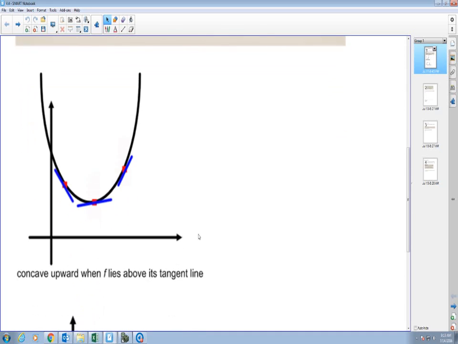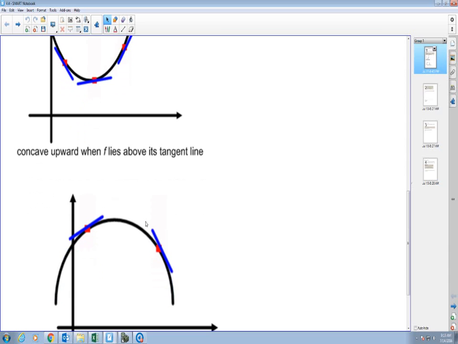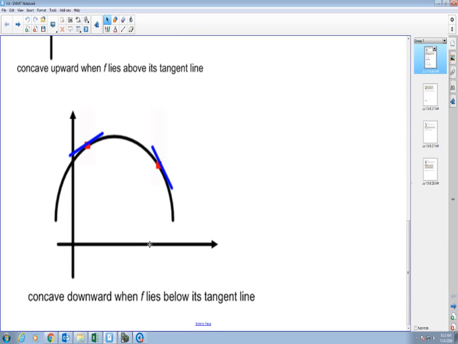Concave upward simply means that the graph of function f lies above all the tangent lines, and f prime gives me the slope of a tangent line. Concave downward means the graph lies below these tangent lines.